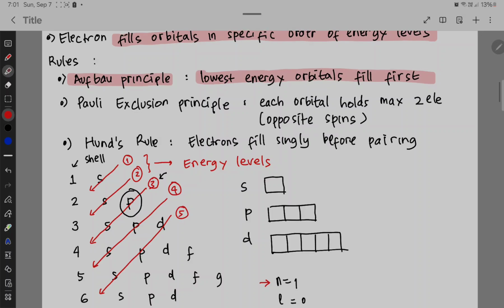Then there is the Pauli exclusion principle. It says that each orbital holds a maximum of 2 electrons with opposite spins. Then there is Hund's rule: electrons fill singly before pairing.